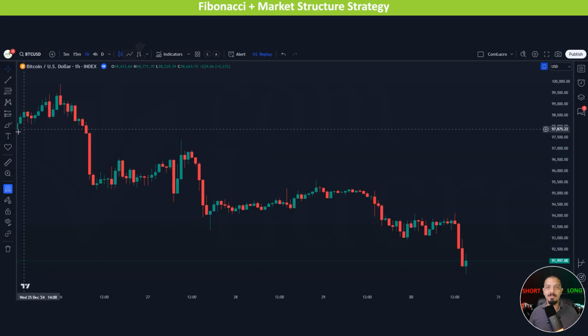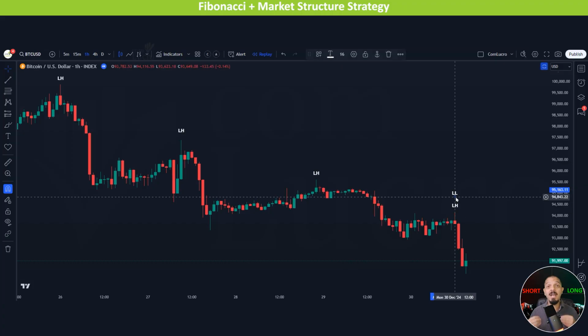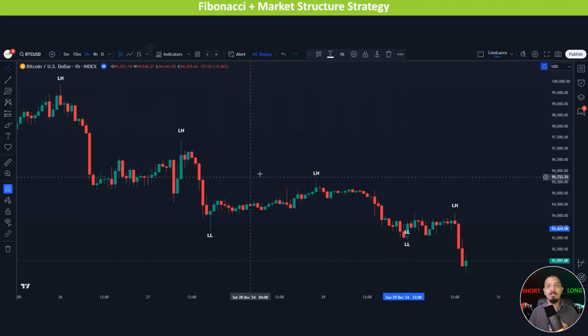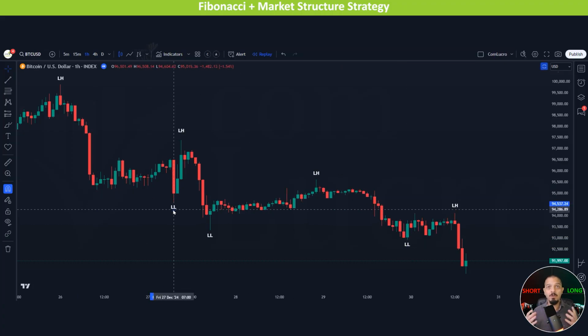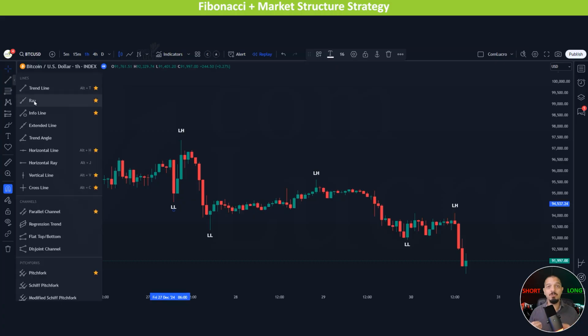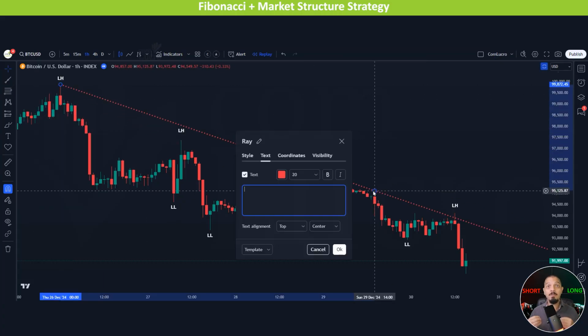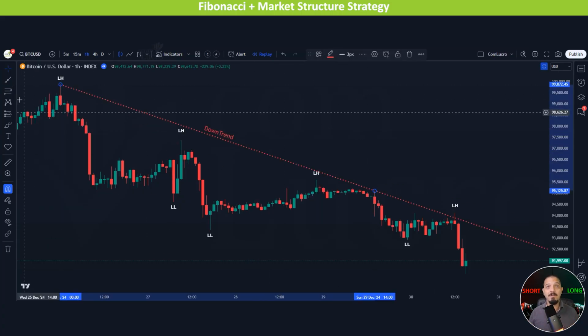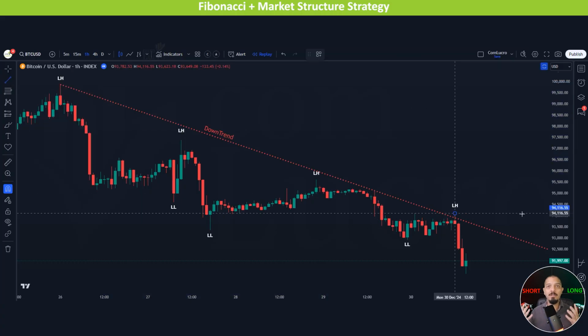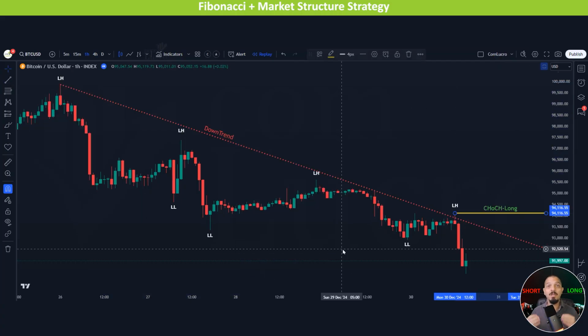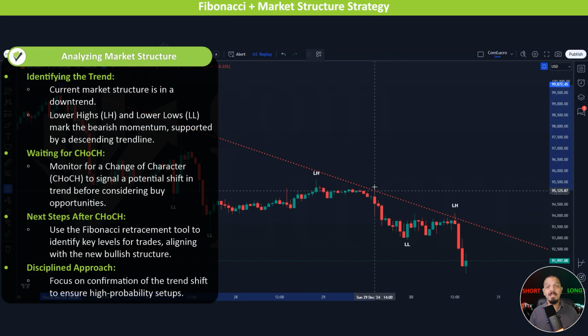Let's now analyze the market structure, which is currently in a downtrend, and wait for a change of character to signal a potential shift before considering buy opportunities. As you can see, I'm marking the lower highs, LH, and lower lows, LL, on the chart, along with the descending trend line to highlight the bearish momentum. I'm also identifying where a possible change of character might occur. This is a critical area where the market could indicate a reversal or change in sentiment.